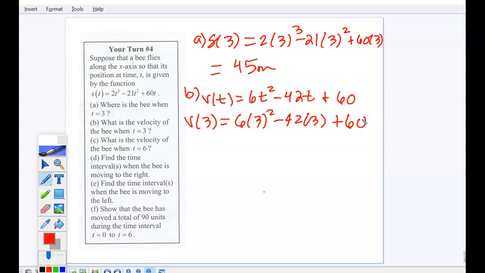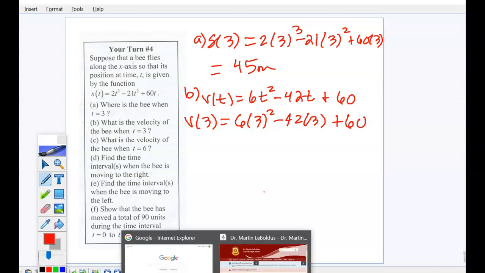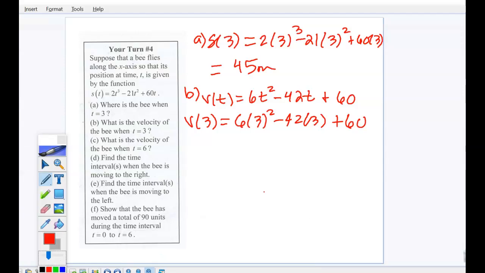And I can work this out. So this is going to be 3 squared is 9, times 6, is going to equal 54, minus 42 times 3 is negative 72, plus 60. So the velocity at 3 is going to be equal to negative 12. Now, they don't give us any units in the question, so we just leave it as negative 12.